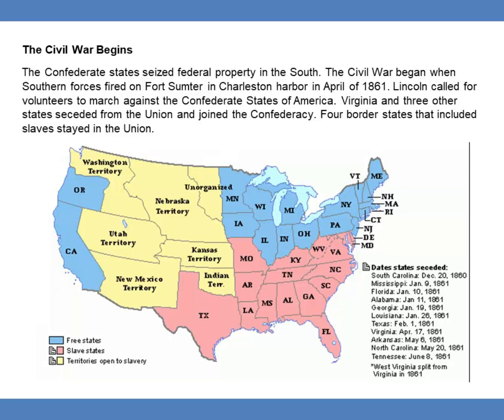The Civil War begins. The Confederate States seized federal property in the South. The Civil War began when Southern forces fired on Fort Sumter in Charleston Harbor in April of 1861. Lincoln called for volunteers to march against the Confederate States of America. Virginia and 3 other states seceded from the Union and joined the Confederacy. 4 border states that included slaves stayed in the Union.